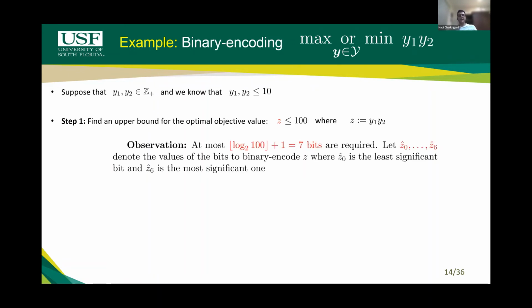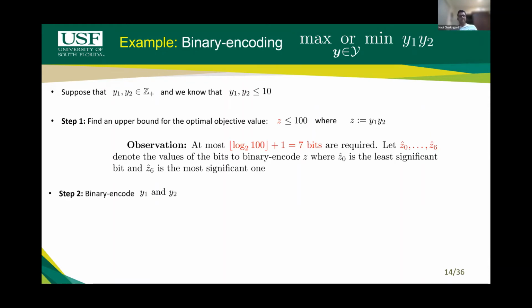So that means that at most you're going to have 7 bits to represent, to binary encode your objective value. So you have only 7 bits. These are denoted by z hat 0 to z hat 6. So I find the number of bits that I need.